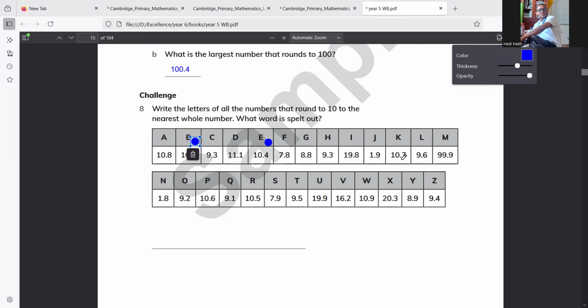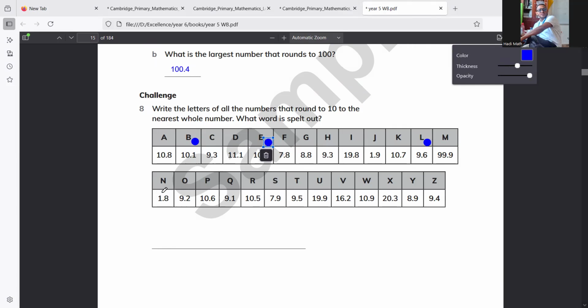No, not 10. 10.7, you're going to add 1 because 7 is more than 5. It's going to be 11. No. 9.6, 6 is more than 5. Yes, you're going to add 1 to the 9. Yes, it will be 10. So this one is yes. Okay, then we have the other one, 99.9. You're going to add, but it's going to be 100, not 10.